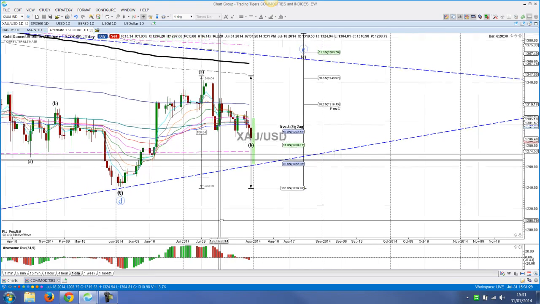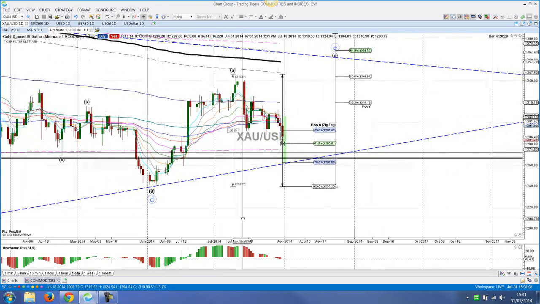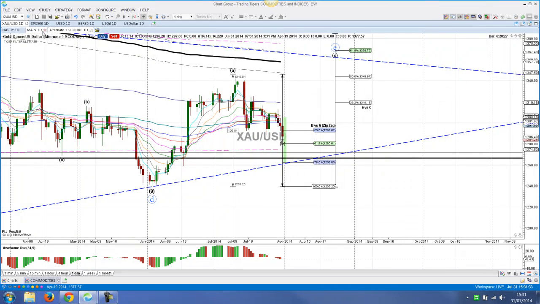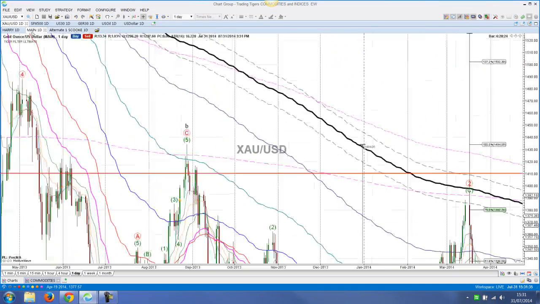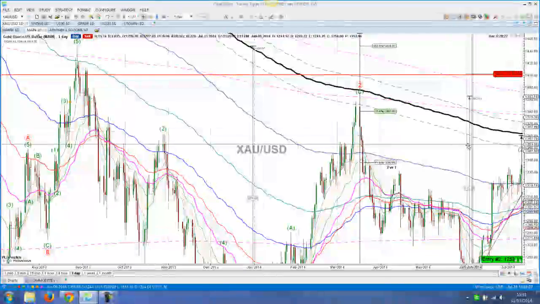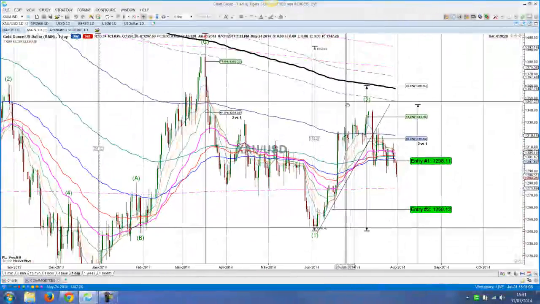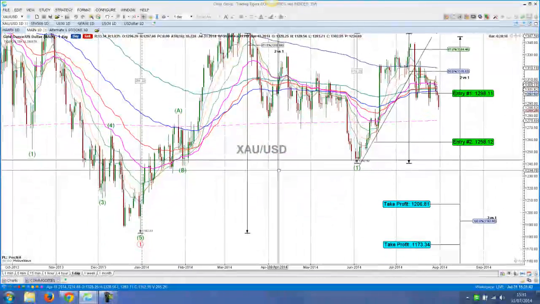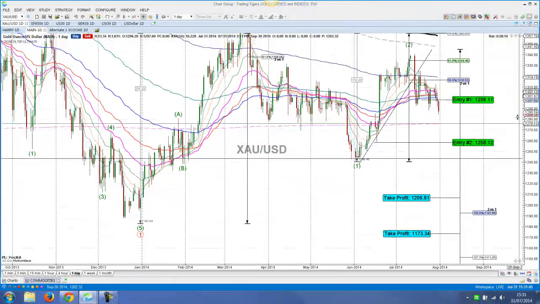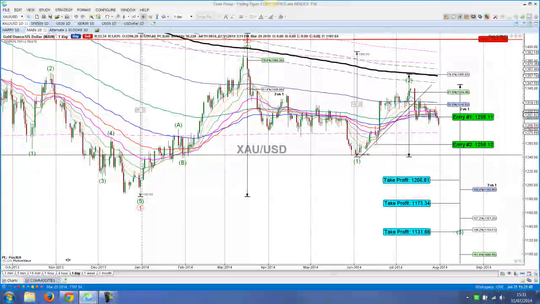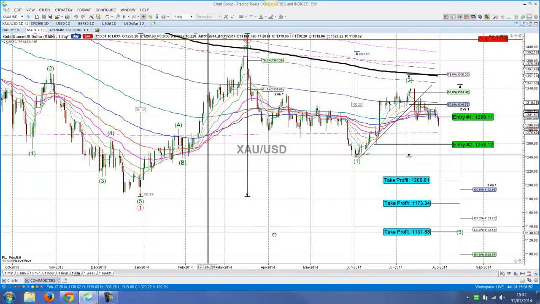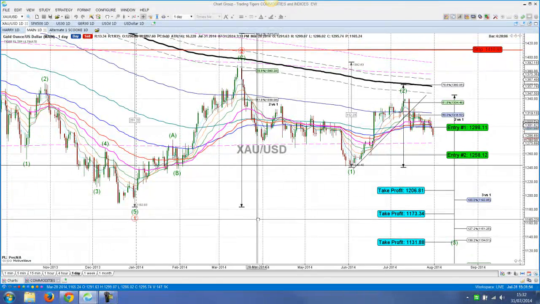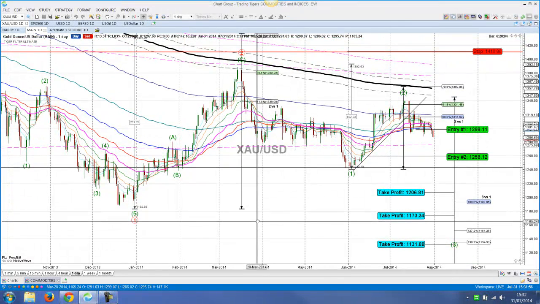Okay, here, this is gold. This is our alternative count. We can actually start, I'll show you the main count. The main count is here, as you can see. And what we see in the main count is a pattern where we're looking at price to go 1, 2, and then we're looking for the push down for the bigger wave, the 0.3, all in all.